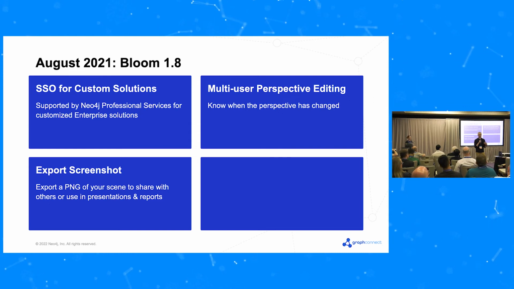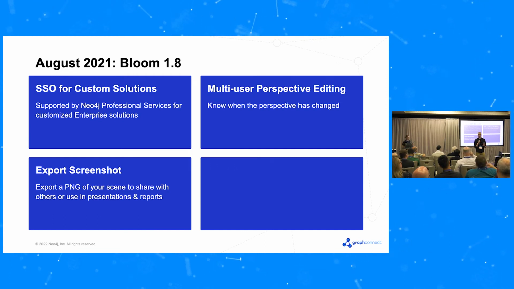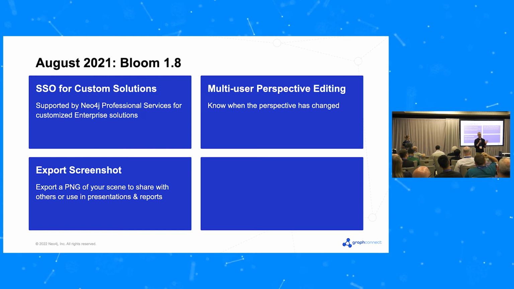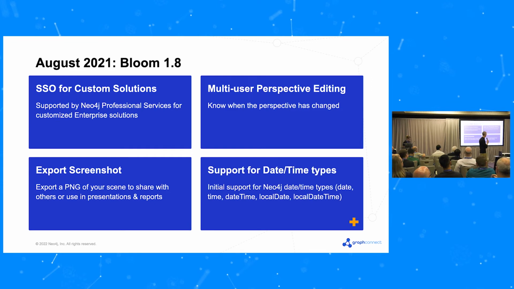We know people want SVGs. We know people want to be able to include captions, even if they're zoomed out. So we're thinking about this, and stay tuned for more on this, but this was the first iteration of exporting a screenshot that we introduced in Bloom in this version.